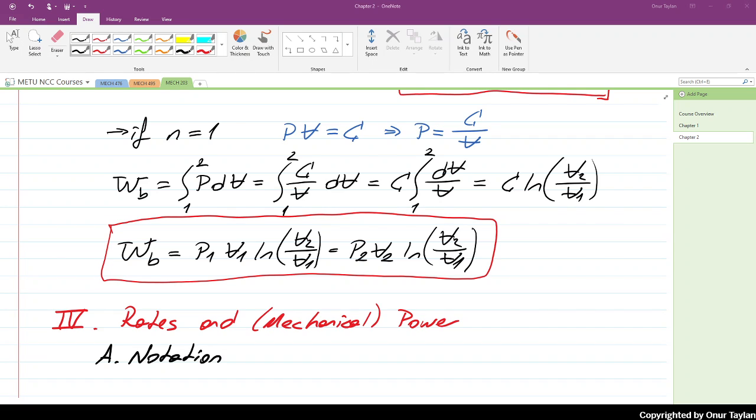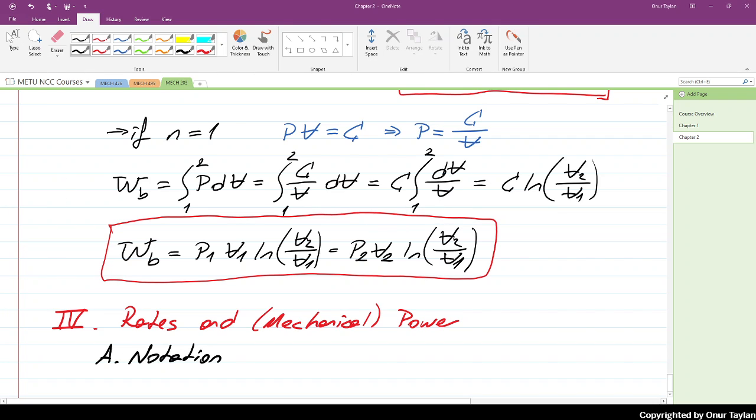Hello everyone, we will continue with chapter 2. So in this section, which is section 4 in chapter 2, we will talk about rates. Rate of energy, which we have heat transfer and work. So we have covered work so far. So we will talk about rate of work, which is nothing but mechanical power actually.